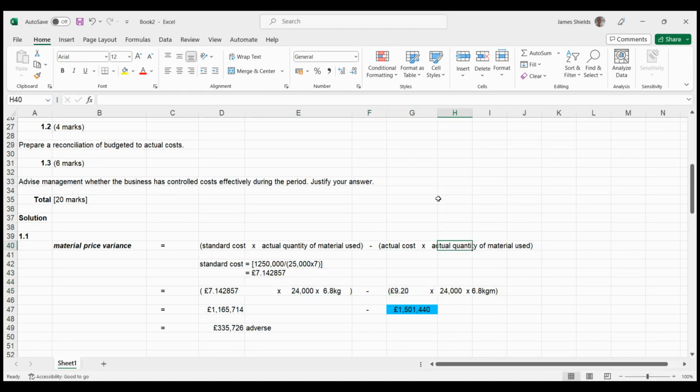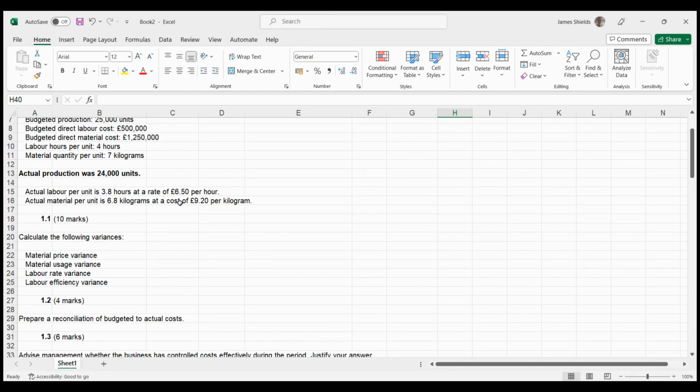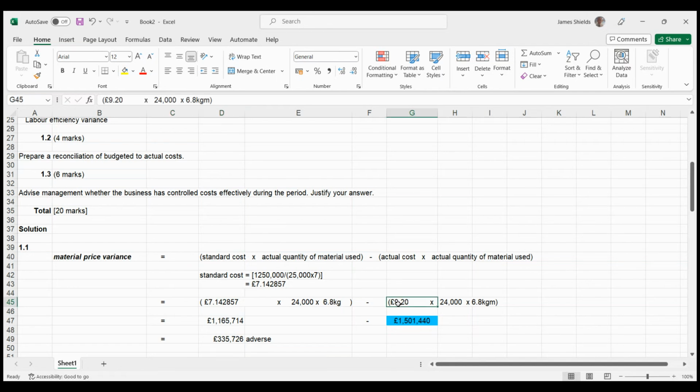Now we're going to look at the actual cost for the actual quantity of material used. So the actual cost, going back to the information in the question, the actual cost here for materials is £9.20 per kilogram. So that's your actual cost. And the actual quantity of material used is the same as before, 24,000 units at 6.8 kilograms. So £9.20 times 24,000 times 6.8 gives us a total of £1,501,440.